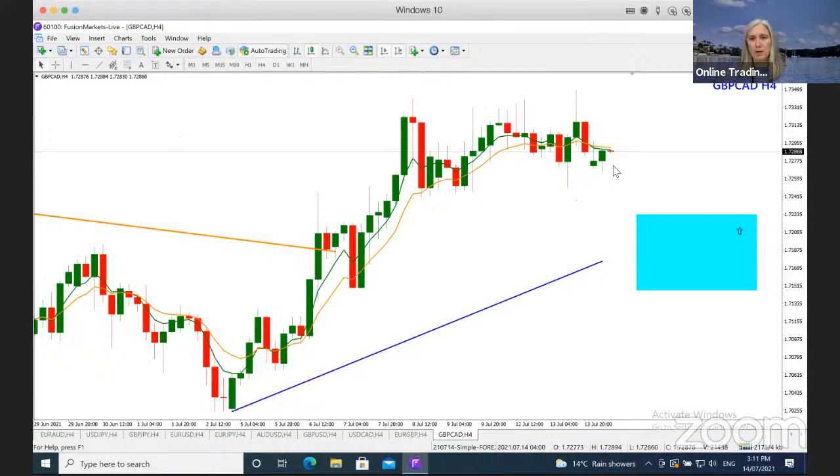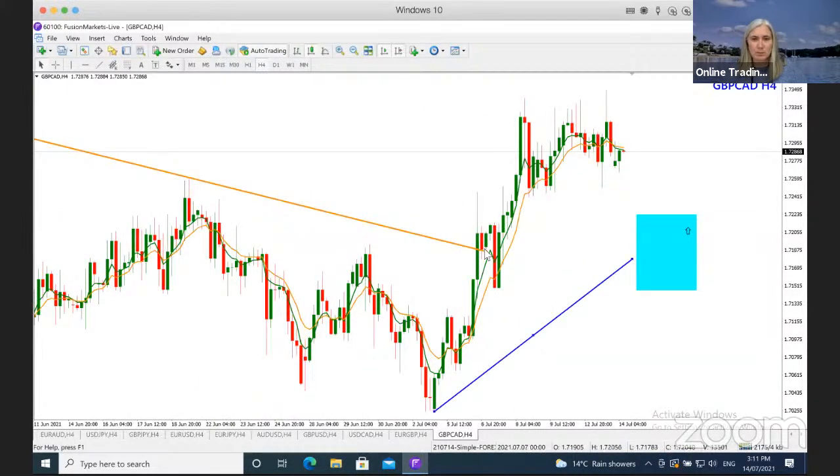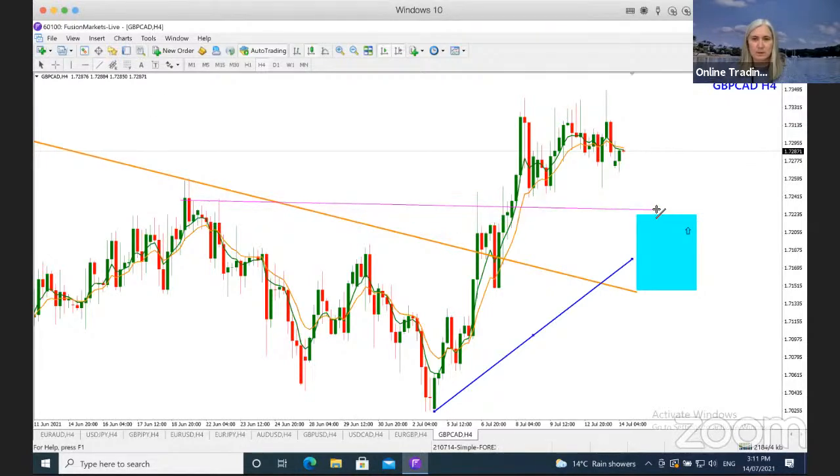On the 4 hourly, the price would need to come down quite a bit to, well, what I'm looking at really is possibly to retest this channel, or somewhere around this, probably this area here. So that would be the sort of area that I'm looking at. So anywhere in this area.